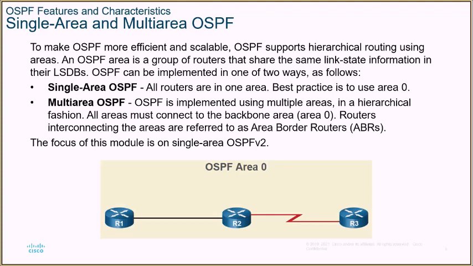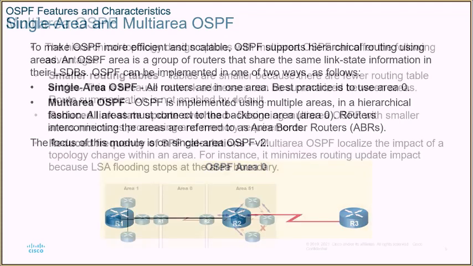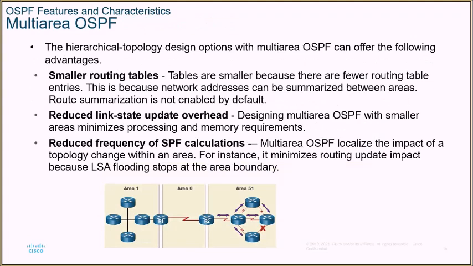In this module, we're only talking about single area OSPF, so we don't have to worry too much about the complexities of multi-area OSPF at the moment. Okay, so the hierarchical topology design options for multi-area OSPF can offer the following advantages. Smaller routing tables. Here, as you can see, this has three areas: area 1, area 0, of course the backbone, and area 51, because hey, geeks.